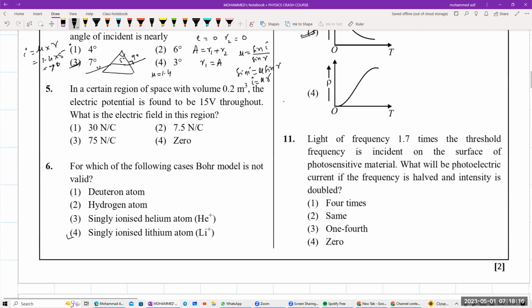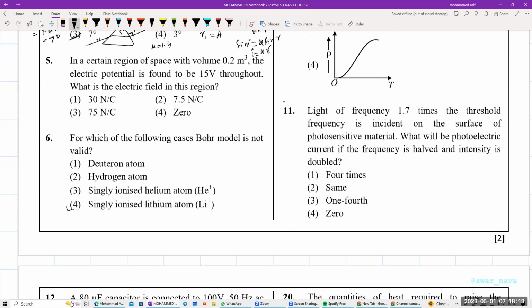Question number 11, देख लीजिए बेटा. Light of frequency 1.7 times the threshold frequency, mu is equal to 1.7 times mu naught, is incident on the surface of a photosensitive material. What will be the photoelectric current if the frequency is half and intensity is doubled? यानी frequency उसको half कर दिया और intensity is right now doubled, isn't it?